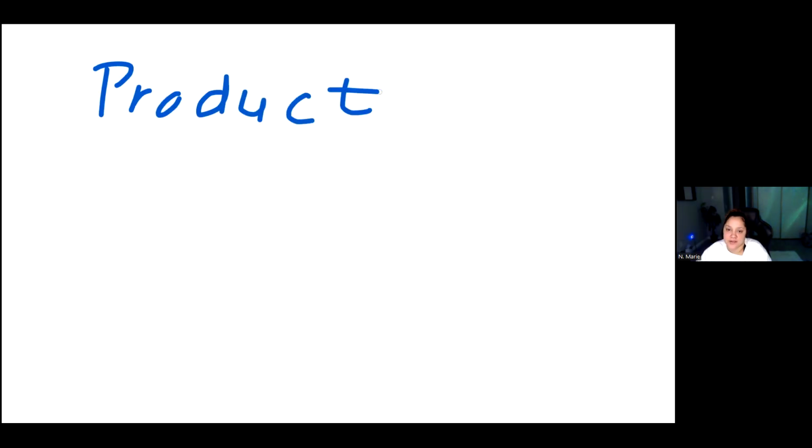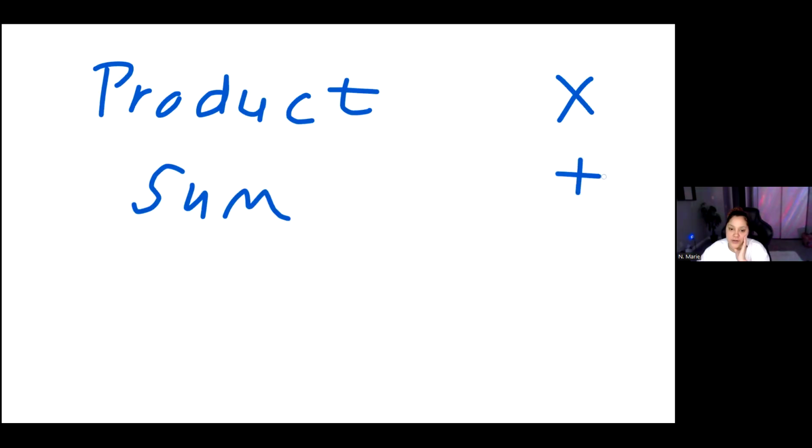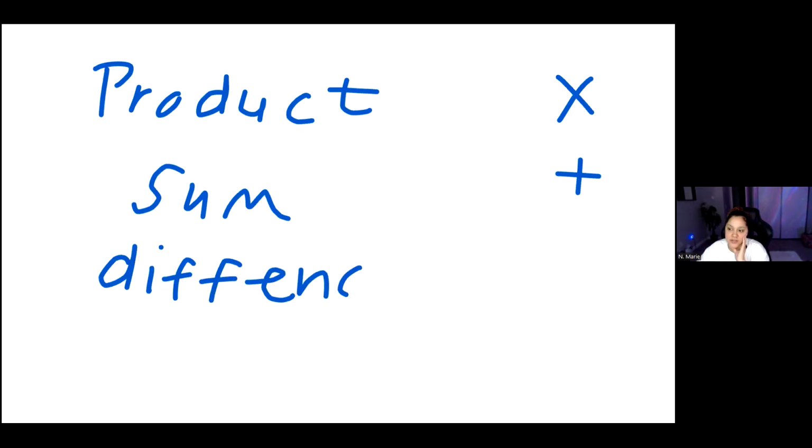So you might see where it says product. They'll say, you know, find the product of 2 and 3. This means to multiply. You might see the term sum. Find the sum of x plus 4. That means to add. You might see difference. It'll say, like, find the difference of 6 and 2. That means to subtract. And then you might see it'll tell you to find the quotient. And that means to divide.